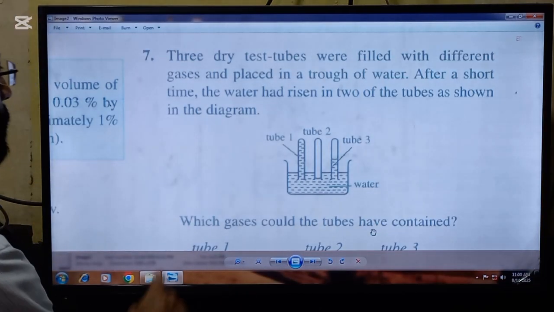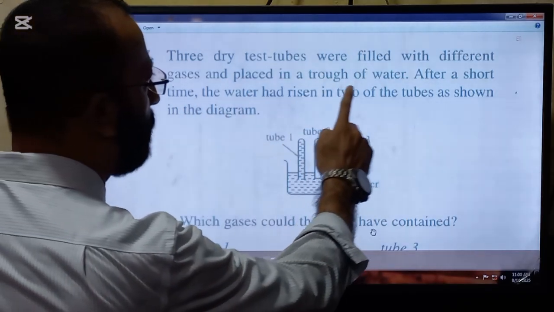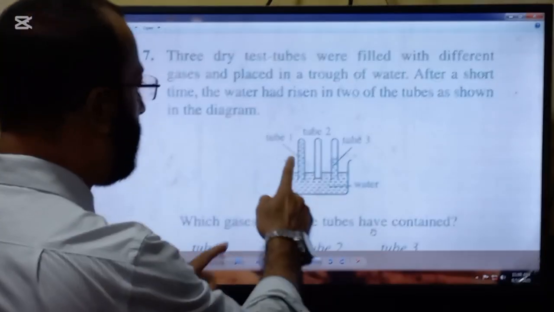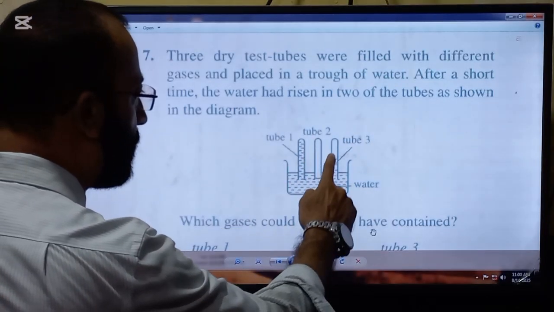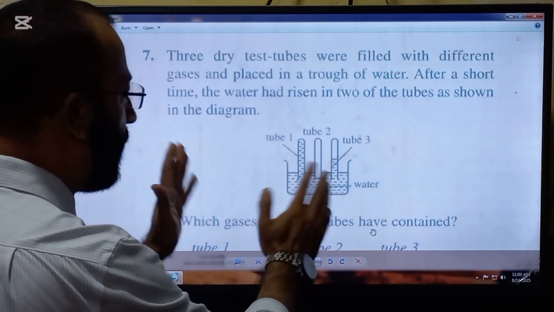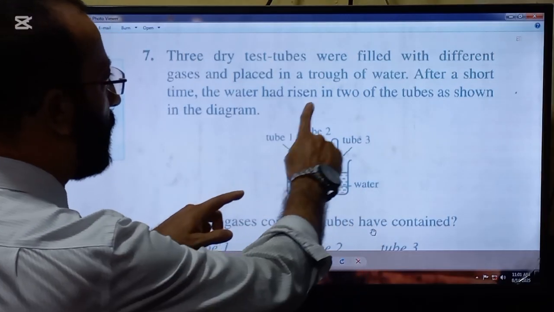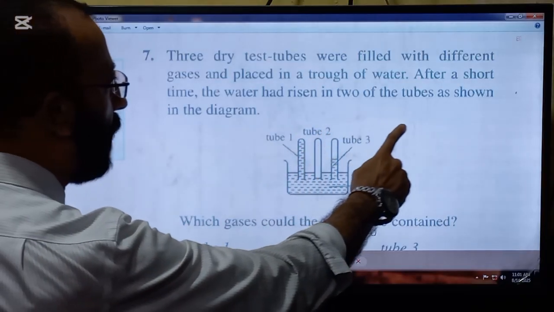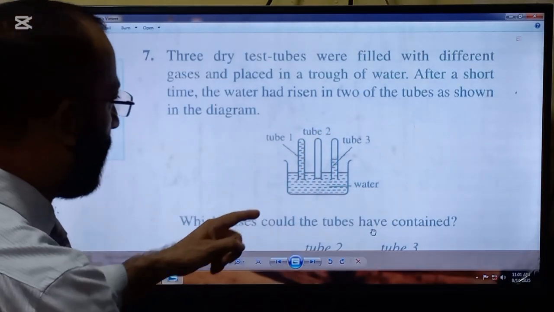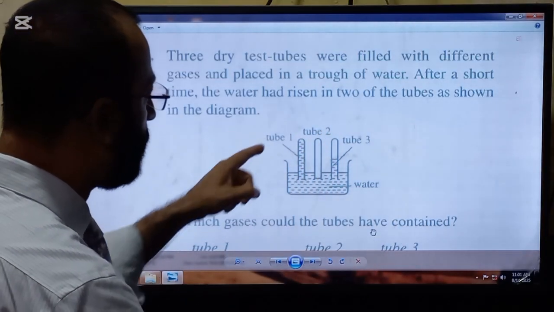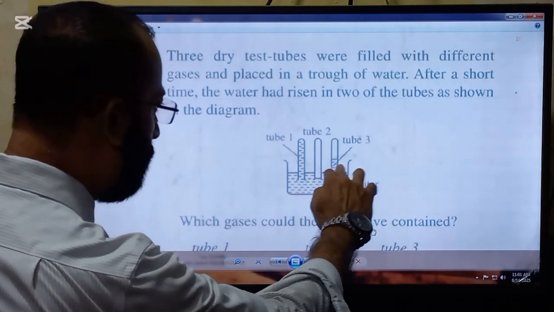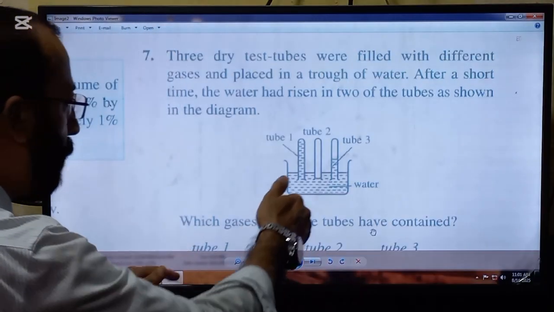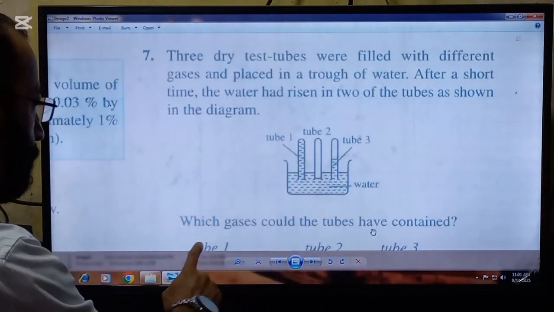Here is the next question. Three dry test tubes were filled with different gases and placed in a trough of water. You can see here, this is tube 1, this is tube 2, and this is tube 3, filled with different gases and inverted in a trough of water. After a short time, the water had risen in two of the tubes as shown in the diagram. You can see tube 1 is fully filled with water and tube 3 is almost half filled with water and tube 2 is empty. No water has risen into the tube.